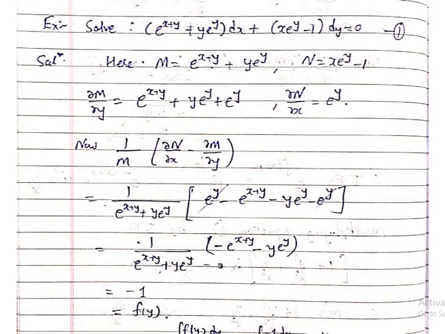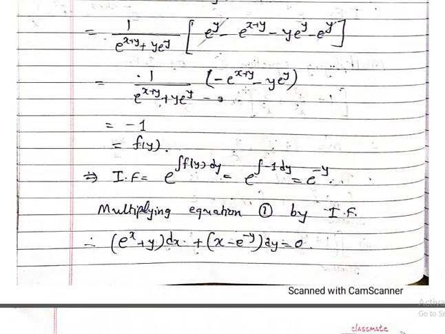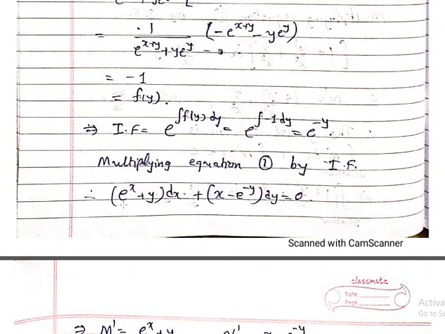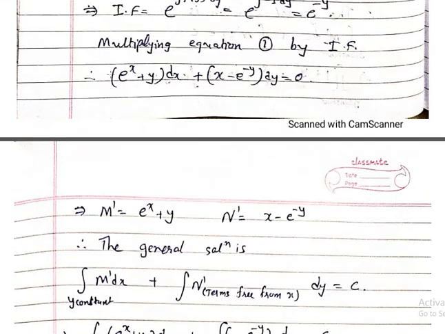So e raised to minus y plus y cancels out. Here also e raised to minus y plus y cancels out. Here also e raised to minus y plus y cancels out. And here we have e raised to minus y. So the equation will be of the form e raised to x plus y dx plus x minus e raised to minus y dy is equal to 0. Now m is equal to e raised to x plus y and n is equal to x minus e raised to minus y. So instead of m and n, now we are going to write m dash and n dash.